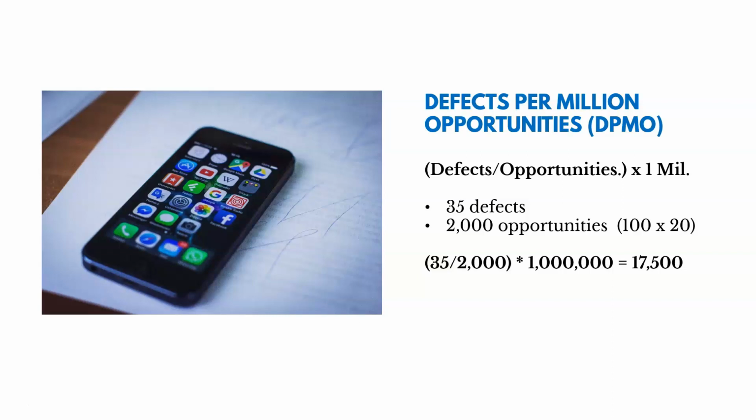So we know that we have 35 defects across those 100 phones. Remember though, in each phone, there's 20 opportunities to fail. So we're going to take those 100 phones and multiply it by 20 to get our total opportunities to fail. There's 2,000 chances to mess things up. So we take 35 and divide it by 2,000, and then multiply the result by 1,000,000. So we've got 17,500 defects per million opportunities. And if you recall, in Six Sigma we're trying to achieve 3.4 defects per million opportunities or fewer. We're not quite there yet. We're pretty far off.